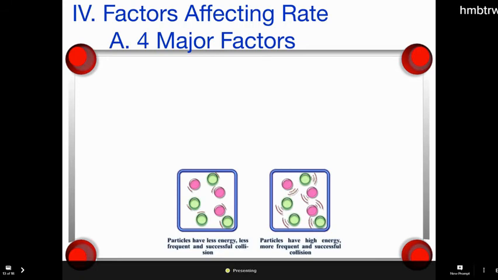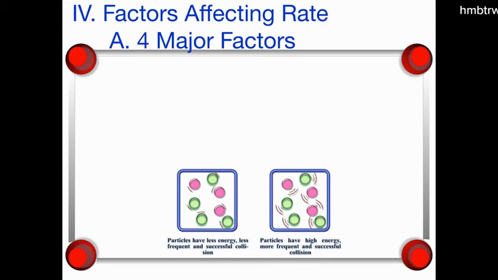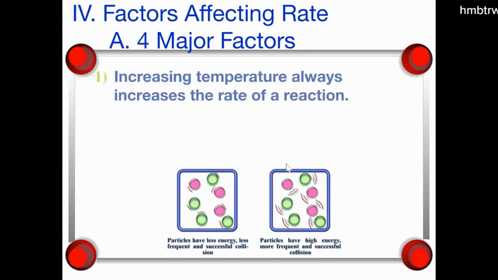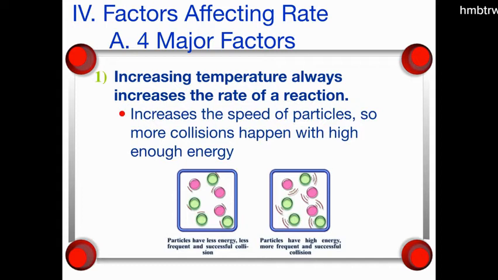Now, there are some factors that are going to affect a reaction rate, okay? One of those factors is increasing the temperature. Increasing the temperature is always going to increase the rate of the reaction. And the reason for that is because when I increase the temperature, I'm increasing the particle collisions. I'm increasing the speed of the particle collisions, and so I'm increasing the energy. This allows the collisions to have sufficient energy for a reaction to take place. So increasing the temperature increases the speed of the particles, which means that the collisions are going to have a high enough energy.